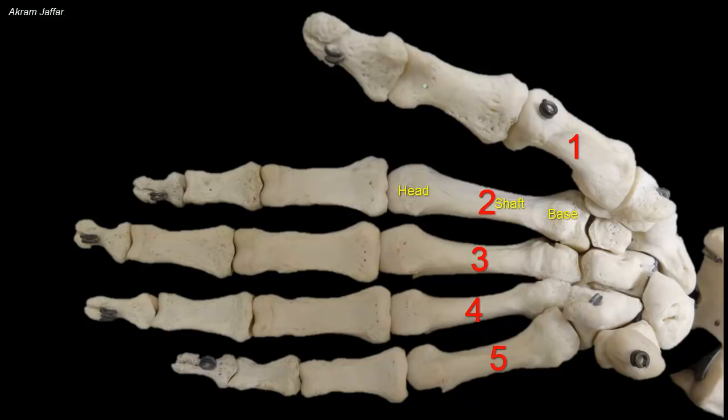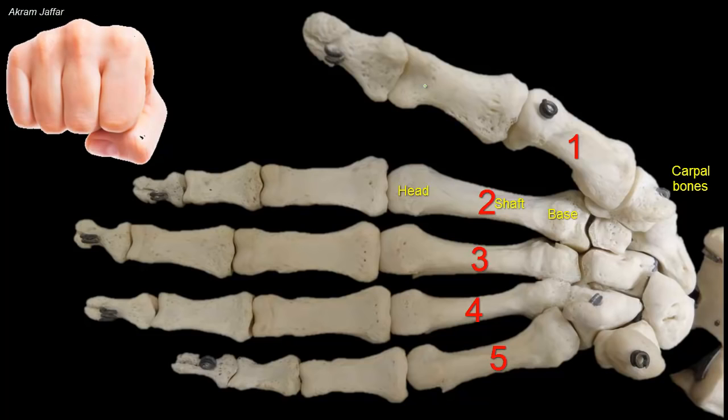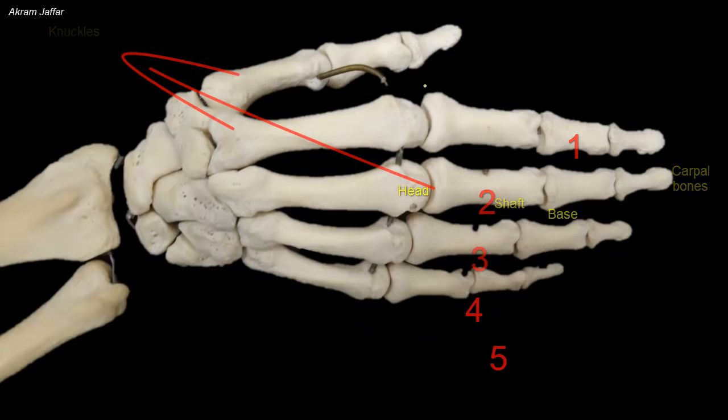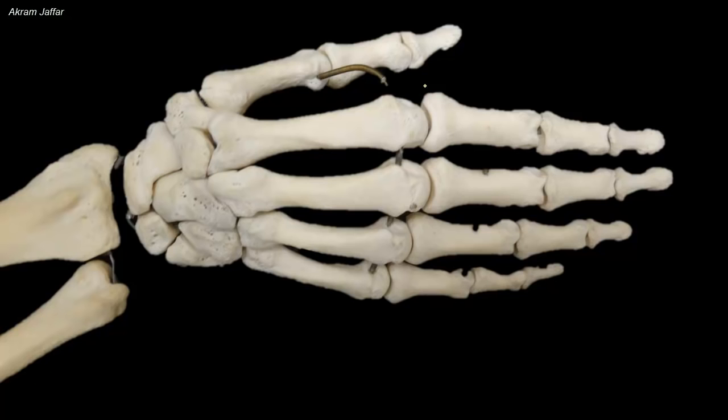The proximal bases of the metacarpal bones articulate with the carpal bones. The distal heads articulate with the proximal phalanges and form the knuckles of the hand. The third metacarpal head is the most prominent. Note that the metacarpals, except the first one, are closely bound together, hence isolated fractures tend to be stable.